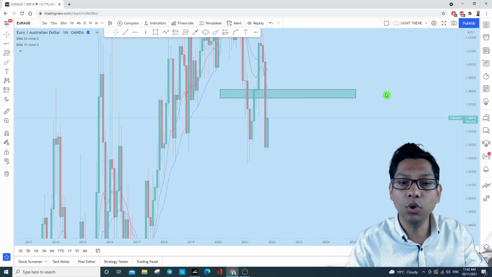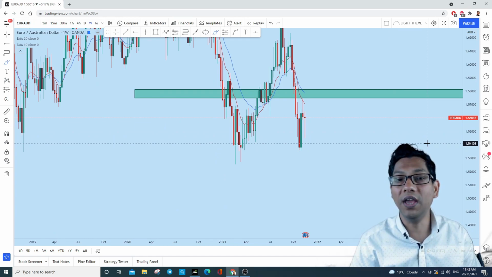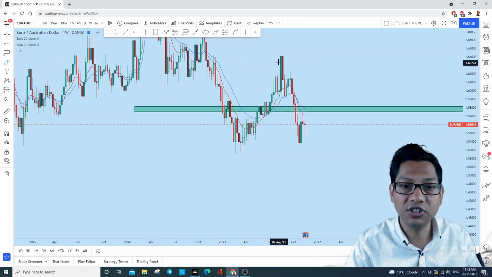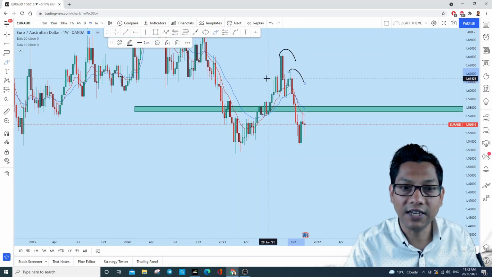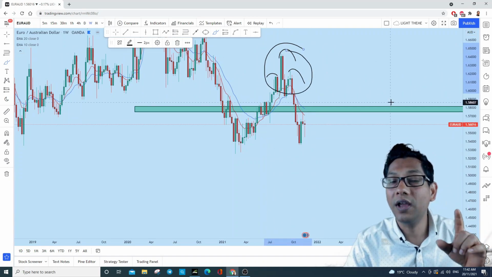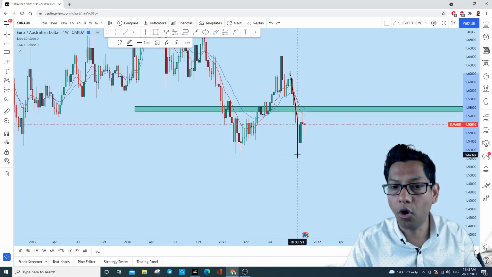Now jumping on the weekly time frame, what kind of price action do we have? Now on the weekly we have a little more further confirmation. Now what do you see? First of all, Euro AUD has created a head and shoulder on the weekly. This is a clear textbook head and shoulder pattern. Now after this head and shoulder, what do you see? As usual, the price aggressively dropped to the downside.